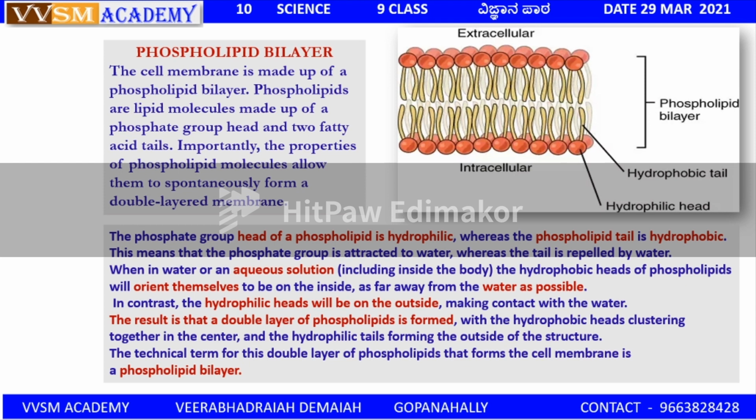The tail is hydrophobic, and the head is a hydrophilic head. The phosphate group head of the phospholipid is hydrophilic, whereas the phospholipid tail is hydrophobic. This means that the phosphate group is attracted to water, whereas the tail is repelled by water.